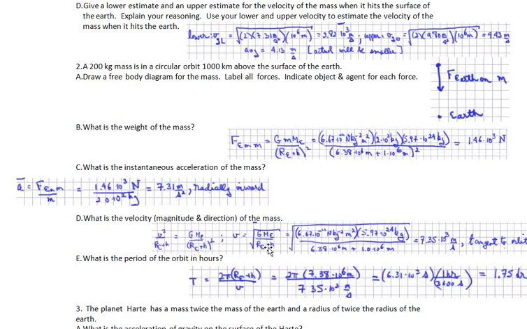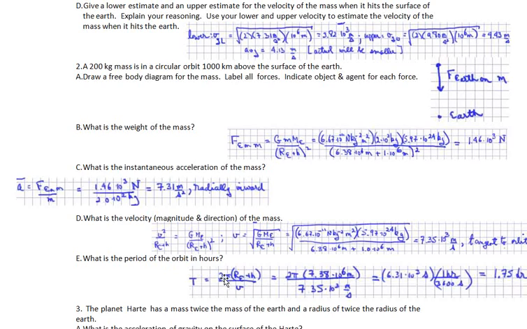G times the mass of the Earth over the distance of the mass from the center of the Earth, which is R sub E, the radius of the Earth, plus the height above the surface of the Earth, and that is 6.67 times 10 to the minus 11 times the mass of the Earth, 5.97 times 10 to the 24th kgs, and then in the bottom is 6.38 times 10 to the 6 plus 1 times 10 to the 6. And that turns out to be 7.35 times 10 to the third meters per second, and it's tangent to the orbit.